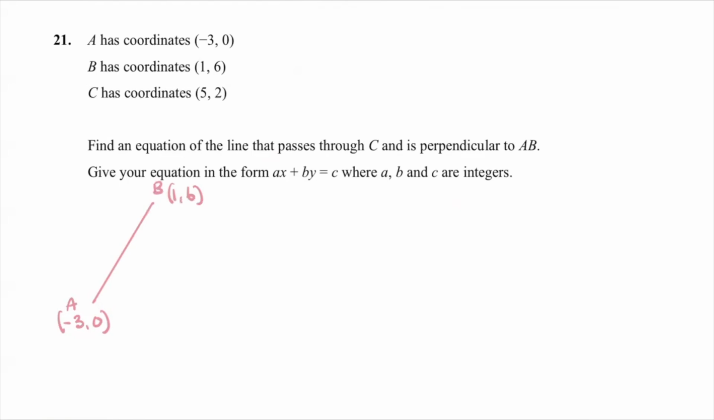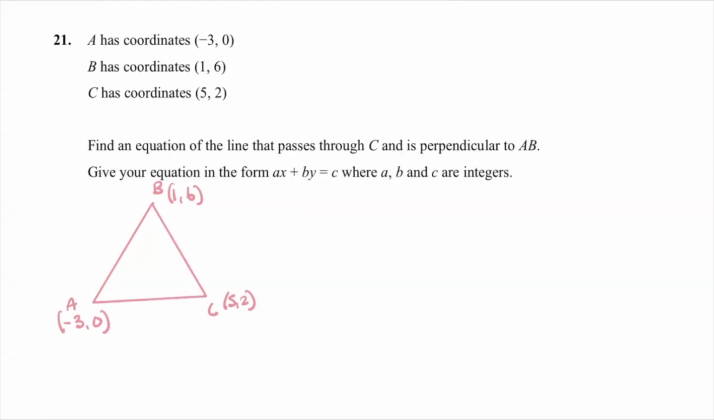Now 5 is forward a little more. 2 is a little bit up from the A or down from the B. So I'm going to say that my C coordinate is here. That is 5, 2. It's C. And it creates a triangle, which I can show.